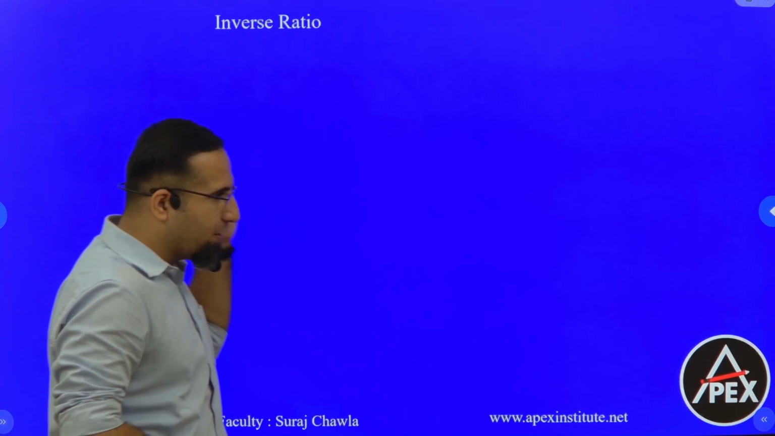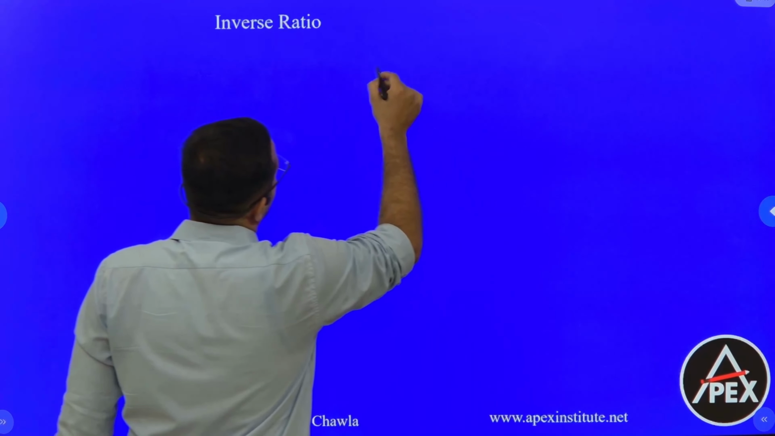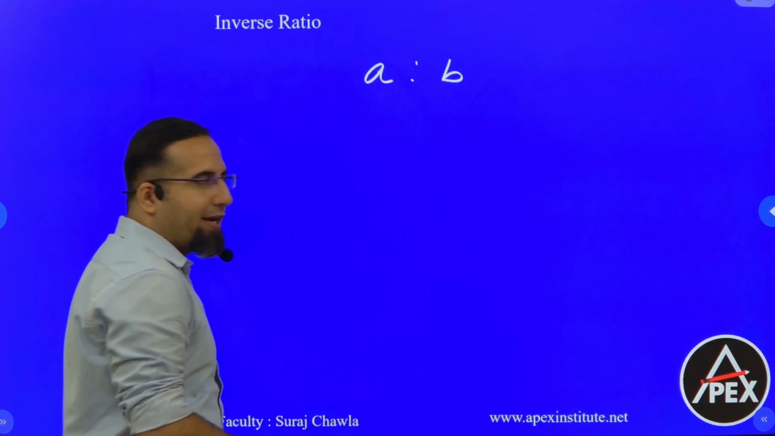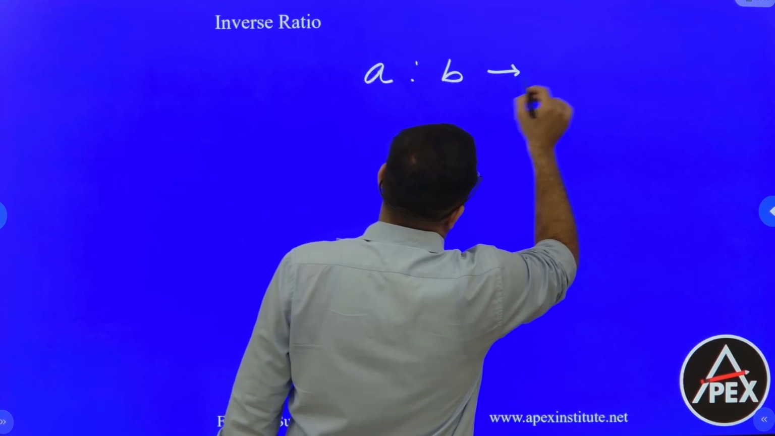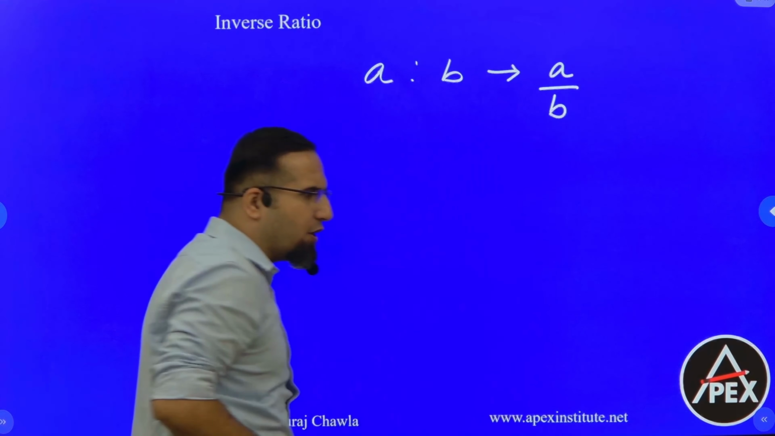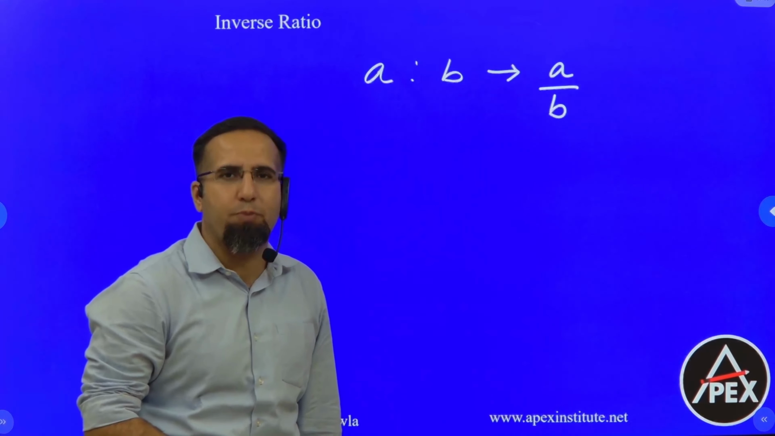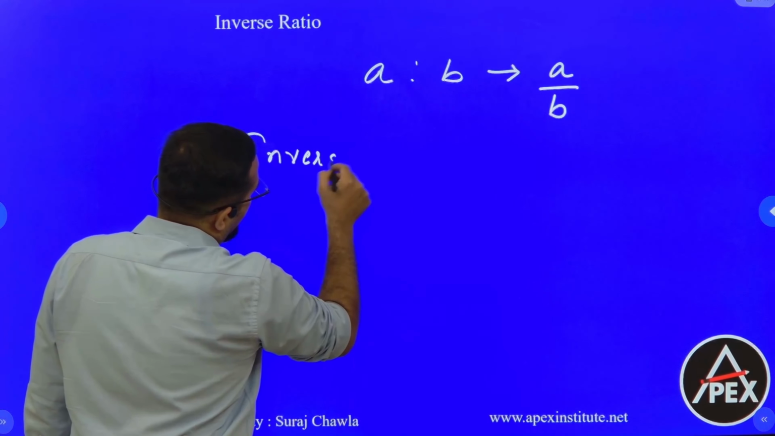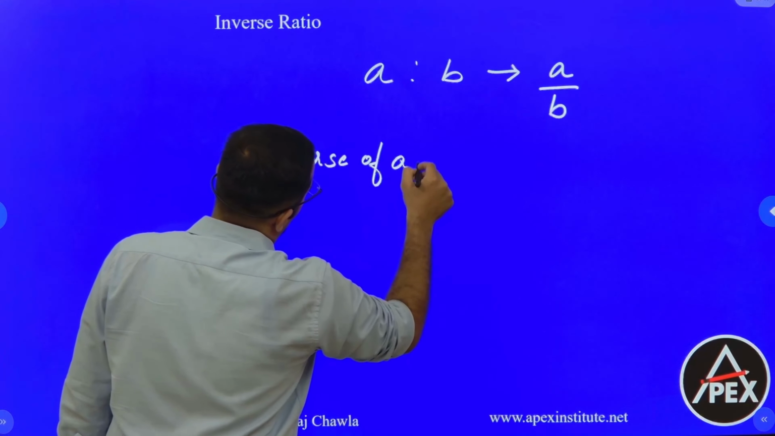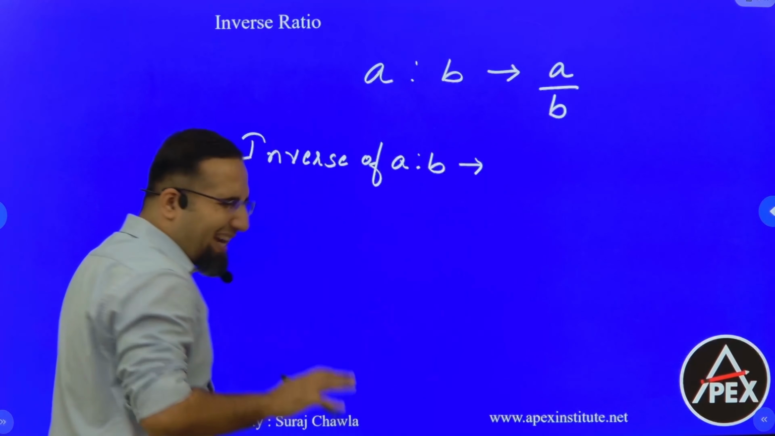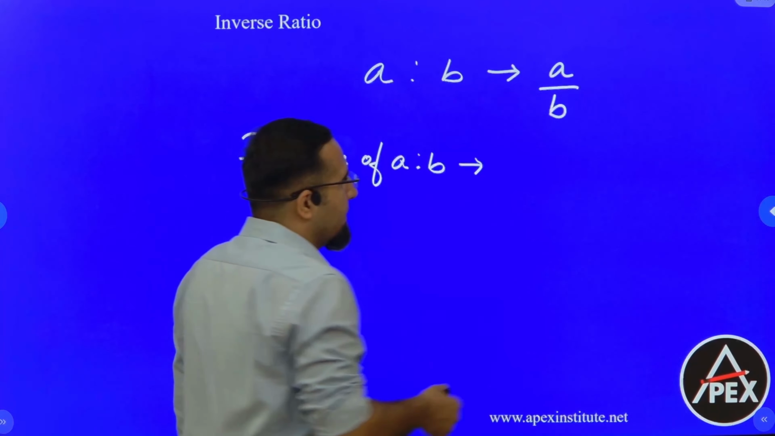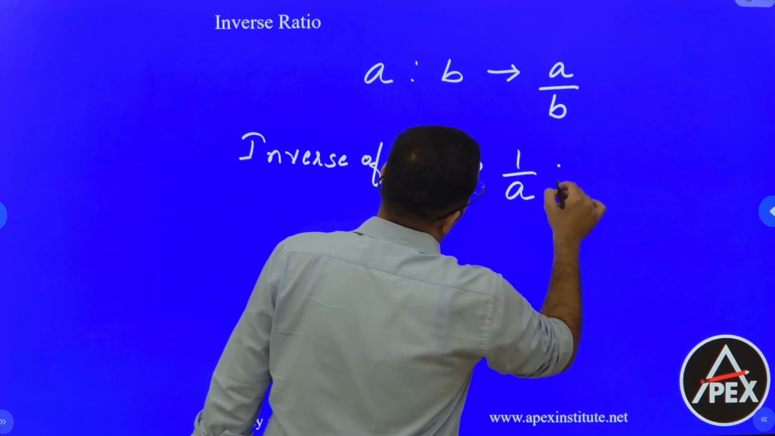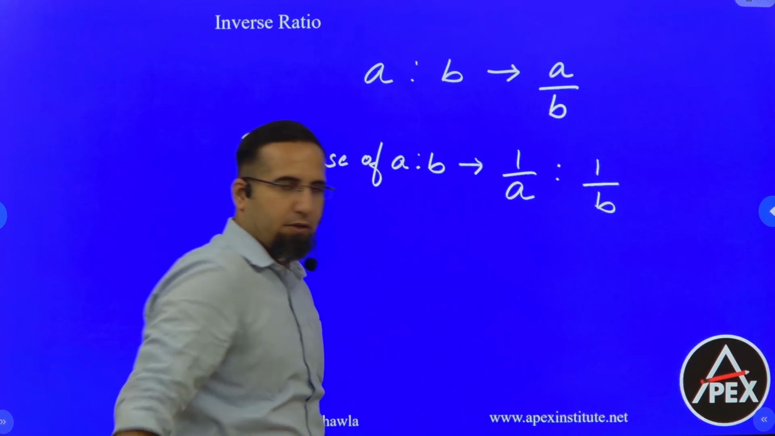Now the first topic of today's session is going to be inverse ratio. As the name indicates, inverse, right? So if I'm given the ratio as A is to B, which can be written as A divided by B, and if I'm asking you to calculate the inverse of A is to B, okay, so I repeat, if we have to calculate the inverse of A is to B, then practically or mathematically this is written as 1 by A is to 1 by B, right?